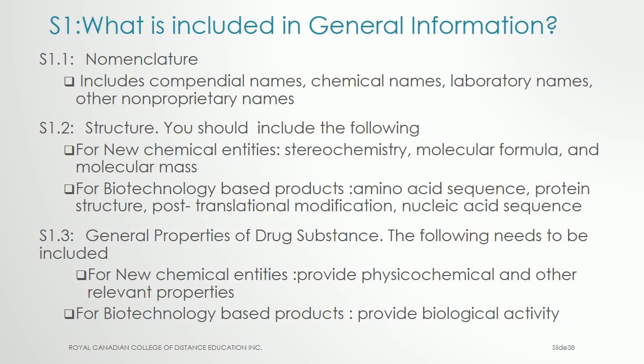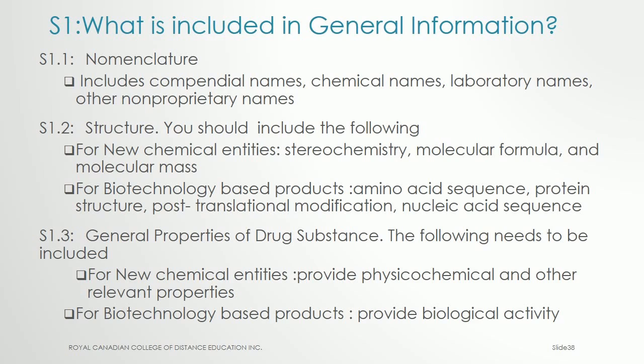What is included in general information? Nomenclature includes compendial names, chemical names, laboratory names, other non-proprietary names. Structure. You should include the following: for new chemical entities, stereochemistry, molecular formula, and molecular mass. For biotechnology-based products, amino acid sequence, protein structure, post-translational modification, nucleic acid sequence.